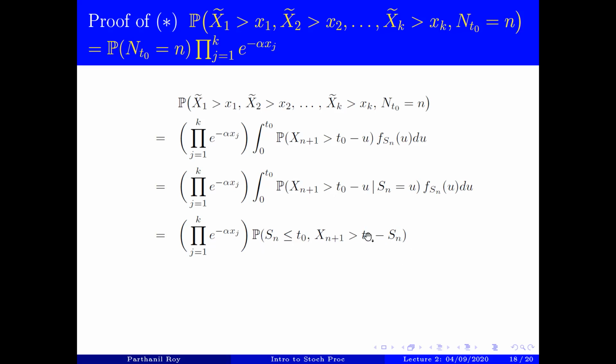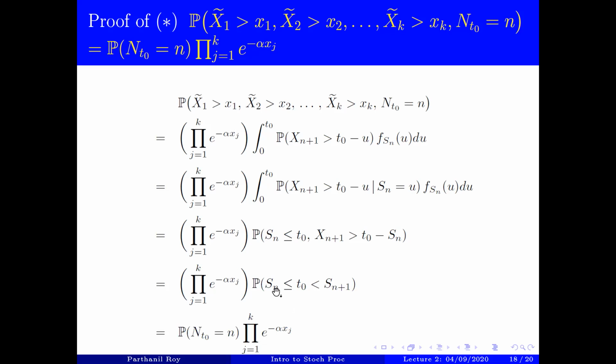Okay, so now let's write this nicely. We know that Sn plus Xn plus 1 is just Sn plus 1. So if we do that, this is the probability of Sn less than or equal to T naught, which is in turn less than Sn plus 1. Now, of course, in all of these steps, this product of exponentials remains the same. We didn't even touch it, because this is one of the things that you are supposed to obtain. So we don't want to touch that at all.